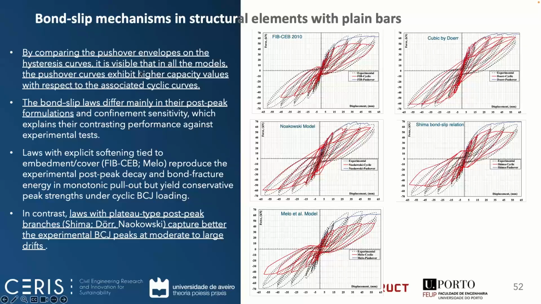So here we can see that the pushover, of course, has higher capacity when compared to the cyclic loss. The problem here on the post plateau is that it is not that significant, as was mentioned in the pull-out tests. In fact, the models with a constant bond slip after the maximum stress seem to have better results.